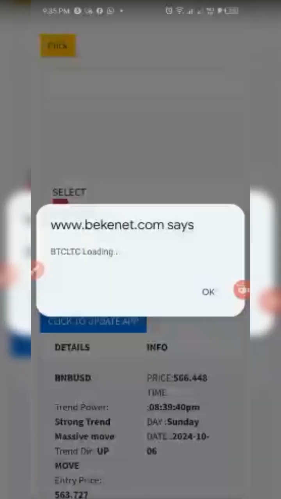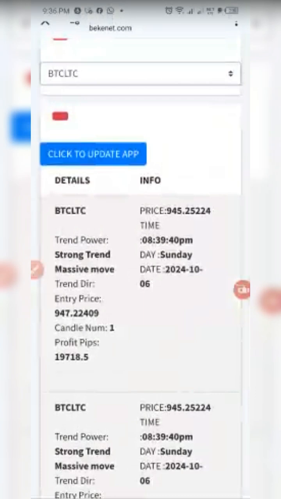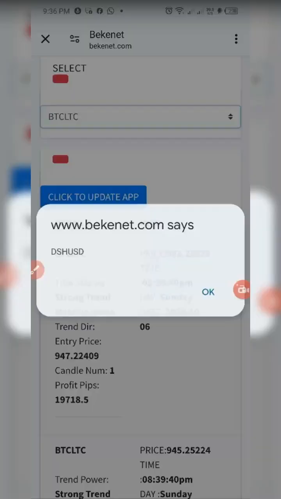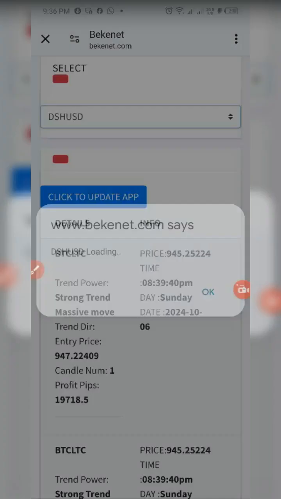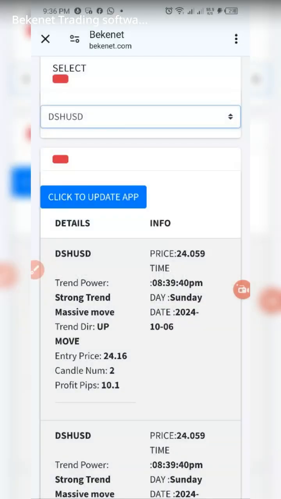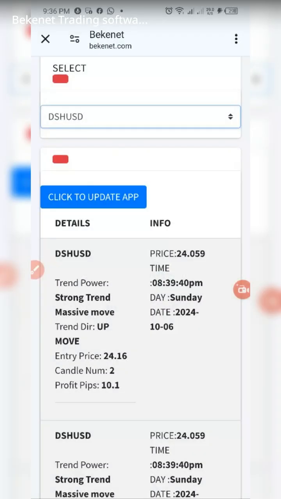It is dash USD. Which one? DSH USD. DSH, this one. Okay. Yes. Yes, it's very good. Yes, that's it. Let's write it down. That's DSH USD. Okay, let's go to the inbuilt chart.